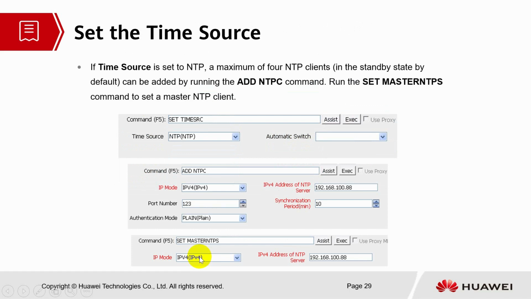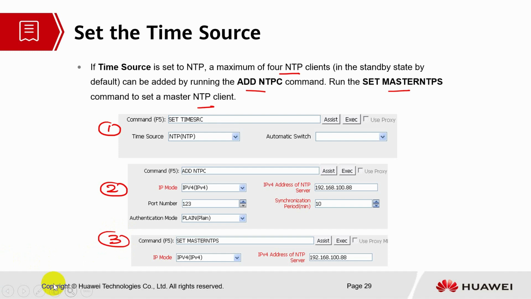Next we're going to add the time source. If the time source is set to NTP, a maximum of 4 NTP clients can be used. You also need to add NTPC and set the master NTPS command to master the NTP client. So there are 3 commands related here: set time source, add NTPC, and set master NTPS. You have to define the server information. Let's check one by one.